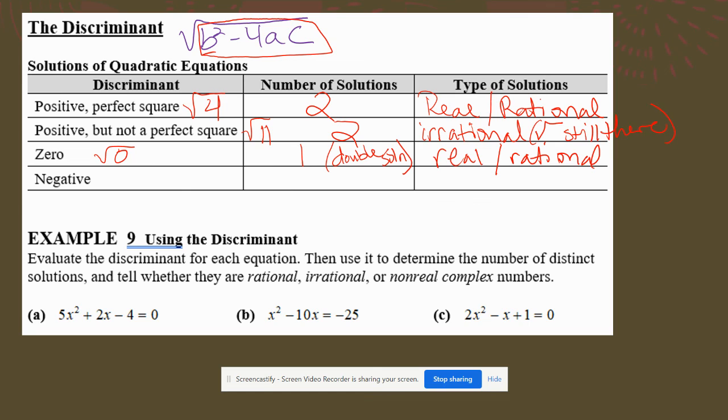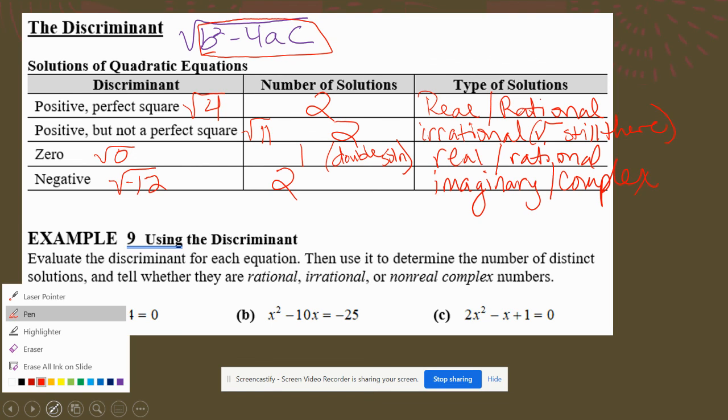If you get negative, so b squared minus 4ac is negative, like the square root of negative 12, you do get two solutions, but in this case, they will be imaginary and complex because you will end up with i coming out. Remember, i is part of our complex numbers. So for this last example, it's asking us only to find out how many of which type of solutions we will have. We are not solving.